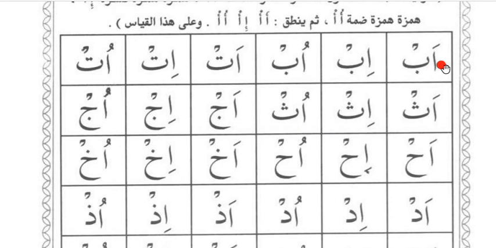He has made many mistakes, so as a punishment he has gone back to Qaida again. Start. Alif ba ab. Alif ba ab. Spell it. Alif ba ib. Why ib? Because there is a down kasra. Yes. Alif ba ub.